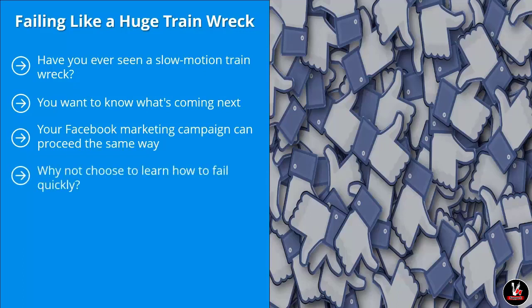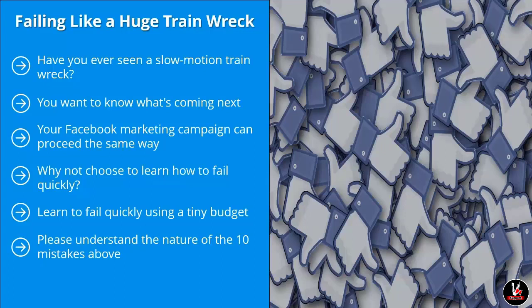Why not choose to learn how to fail quickly? Since you're not going to make 100% of your shots, learn to live with this fact and move on. Learn to fail quickly using a tiny budget. This way, you can run many different experiments. Even though the vast majority of them are failures, that's okay. You only spend a fairly small amount of money figuring out winning ads.